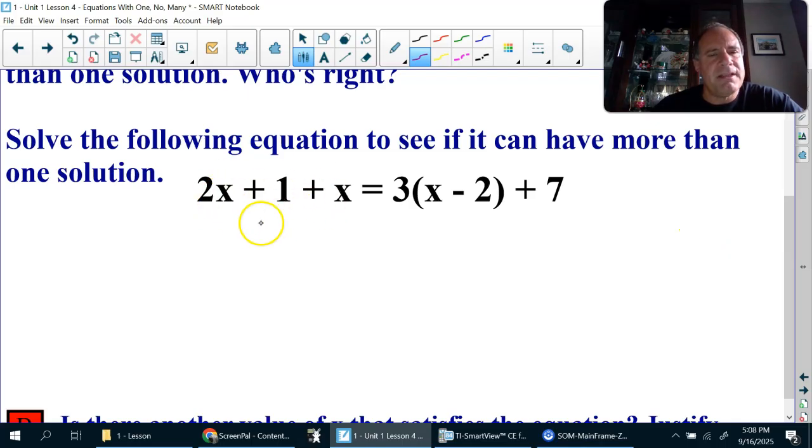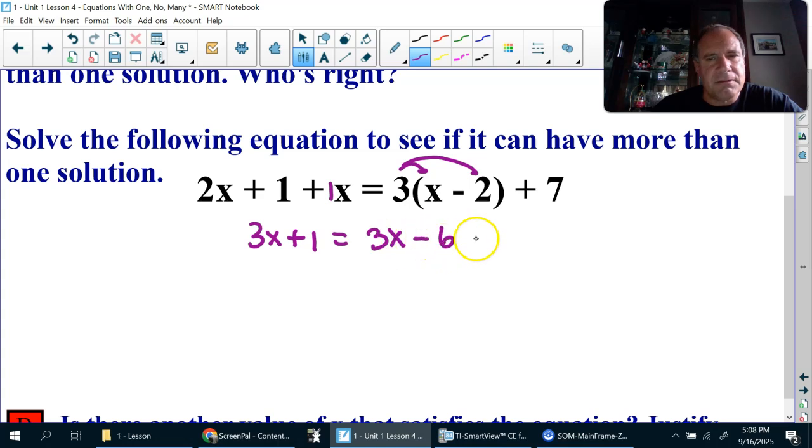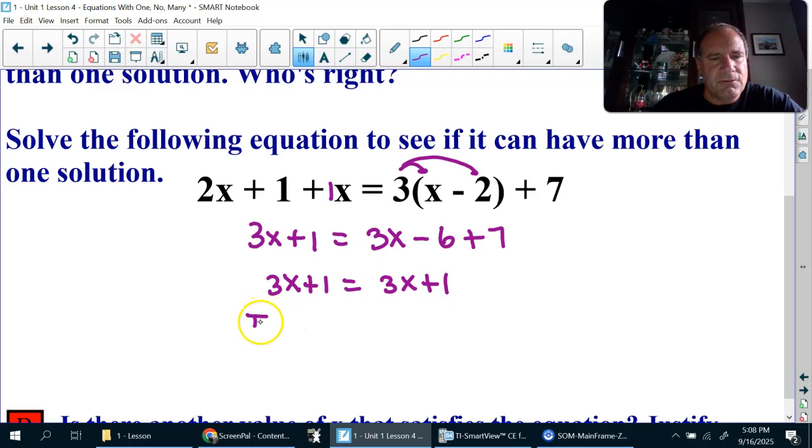So we have combined like terms. We have 2x plus 1x. That is 3x plus 1. Equals, and let's do distributive property here. We have 3x minus 6 plus 7. Well, we're going to combine like terms there, and then we're going to have 3x plus 1 equals 3x plus 1. Negative 6 plus 7 is 1.